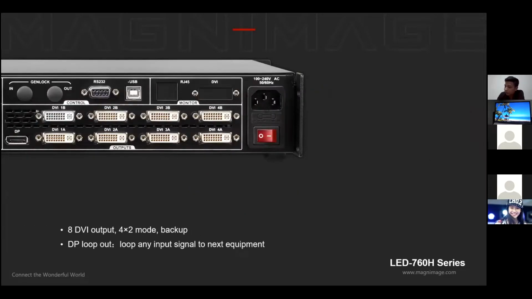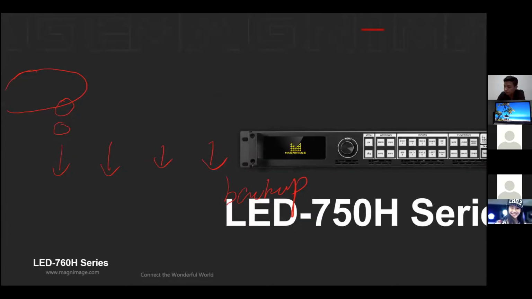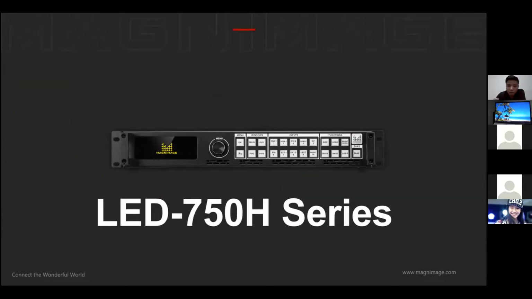Then from here, you can check the 760 also has 1, 2, 3, 4 output groups. The A and B are for backup, the same output. The difference between the 780 and 760 is without the GNOC, that's the detail. Okay, the 760 is a 4K by 2K video processor, right? So right now I will introduce another video processor, the 750, this model.